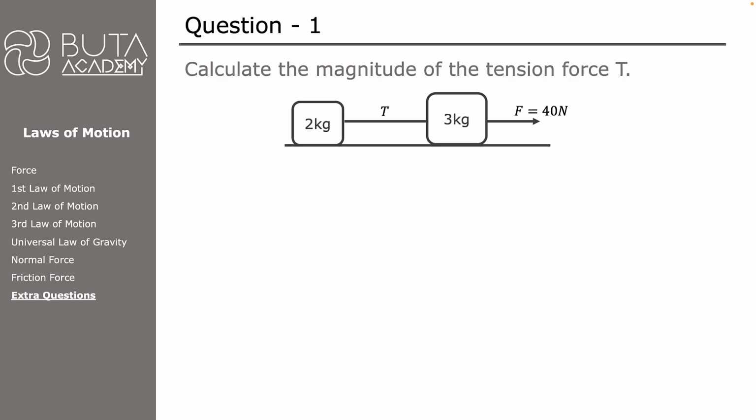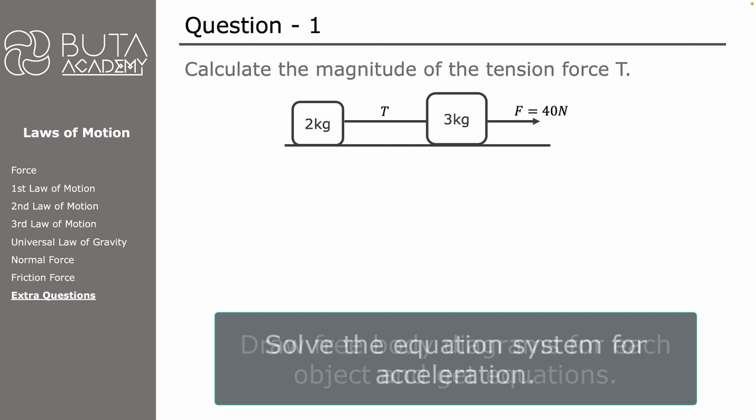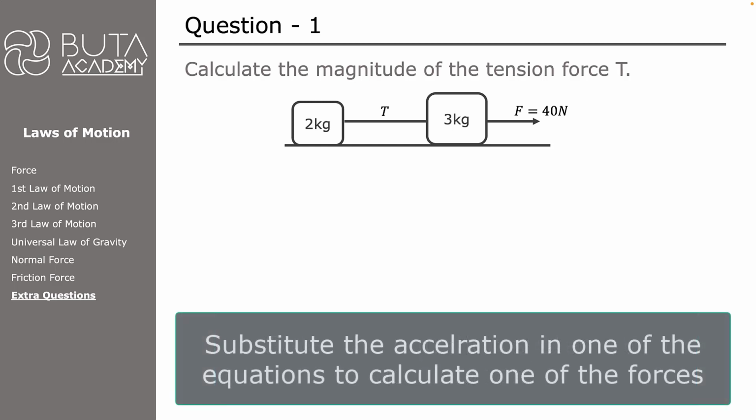In laws of motion related questions, if we are given two or more objects, usually we follow the same steps. As a first step, we draw a free body diagram for each object and write an equation according to the diagram. Then we solve an equation system consisting of the equations we got in the previous step. By solving the equations above, we manage to calculate the acceleration of the system. As a last step, we are generally asked to substitute the acceleration in one of the equations to calculate one of the forces.